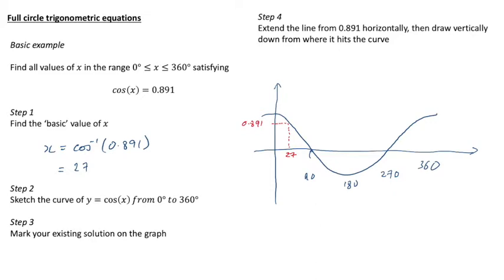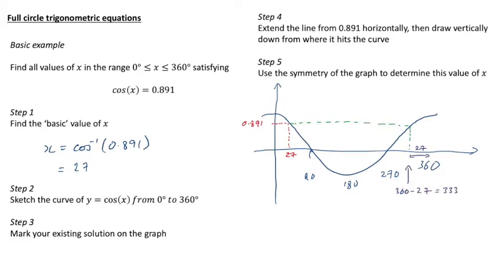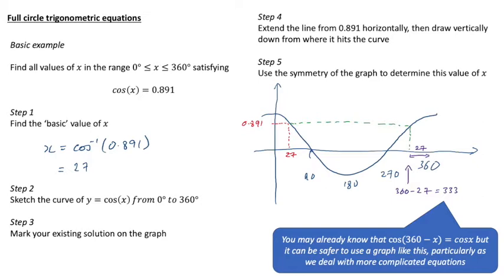The next thing we do is the line going from 0.891 across, we carry on until we hit the curve again, and then we drop down. So where the green line hits the x-axis is going to be our value. And then step 5, we use the symmetry of the graph to determine this value, and we can see that that value is 27 degrees from the full circle of 360, because the graph is symmetric about 180 degrees, and therefore we can deduce that that value is going to be 360 minus 27, or 333.